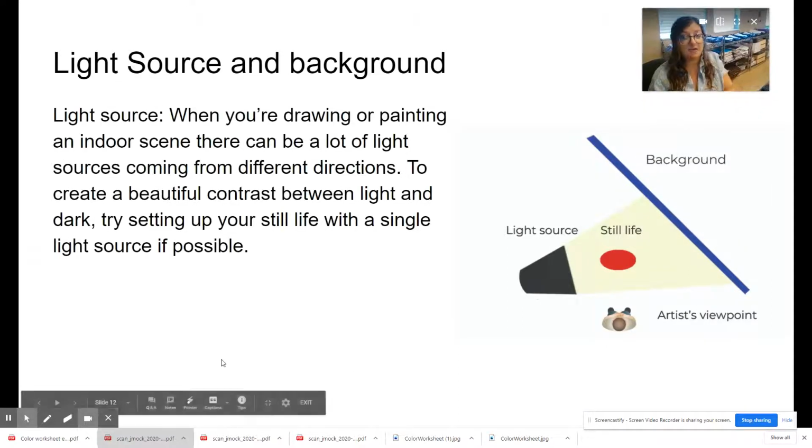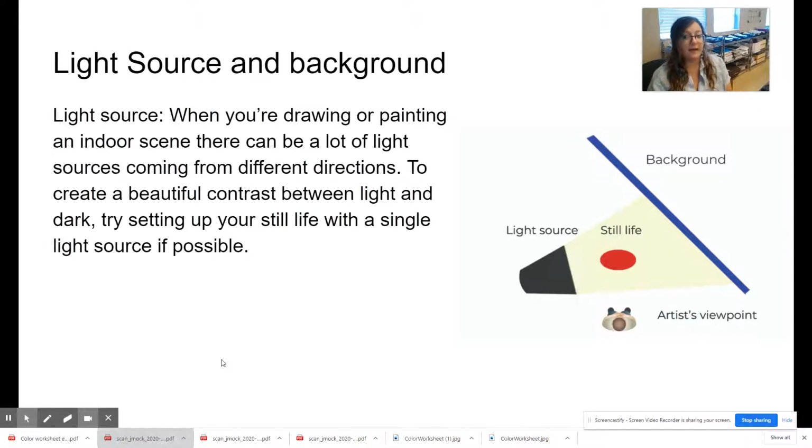All right, let's talk about your light source and your background. A light source can be a little bit tricky when you are at home. And really what I want you guys to do for our projects is get some sort of a lamp, or even if you just have a window open and all of your other lights off, you just want a constant light source against a background.